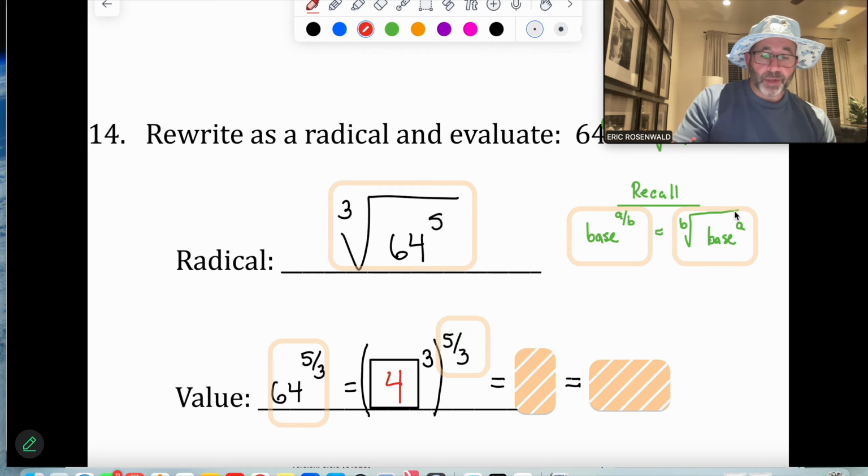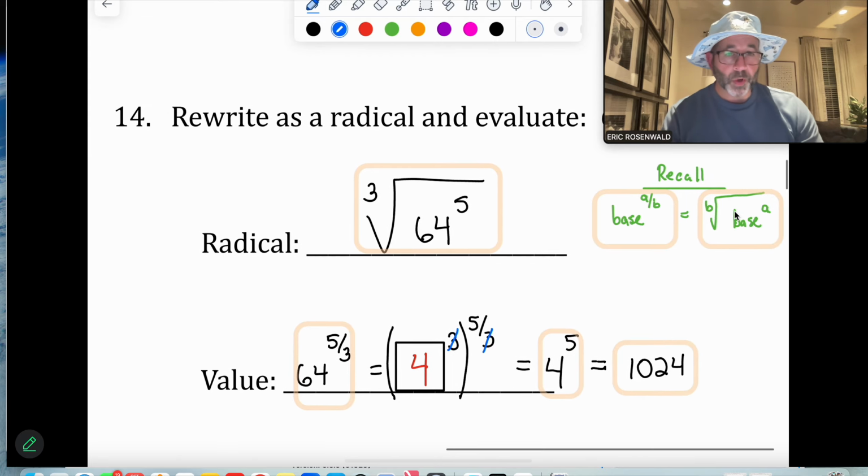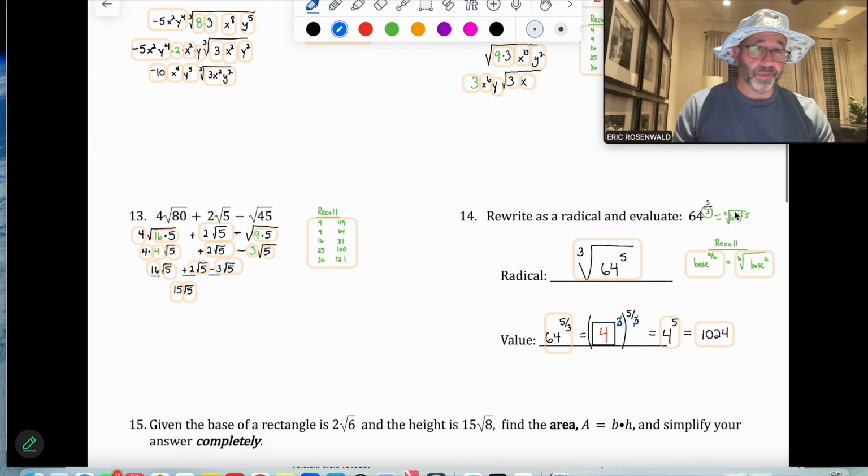Now that these powers are working well together, we can take those 3's and cross them out, which leaves me with 4 to the 5th power. And 4 to the 5th power is 1024. But again, you could throw that in the calculator too.